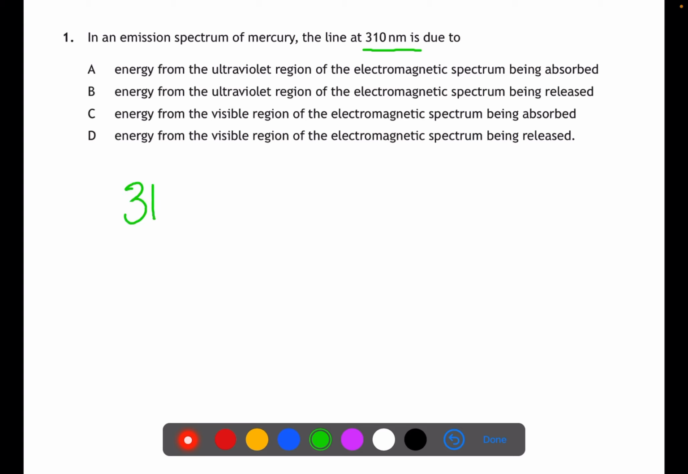310 nanometers is within the ultraviolet region of the electromagnetic spectrum. The visible region of the electromagnetic spectrum would be between 400 and 700 nanometers. Because this is in the ultraviolet, we can discount C and D. We now need to decide if the energy is being absorbed or being released. In an emission spectrum, the electrons are promoted to higher energy levels, and then when they fall back down again, they release energy, which is what we see as light. This leads us to B as our answer.